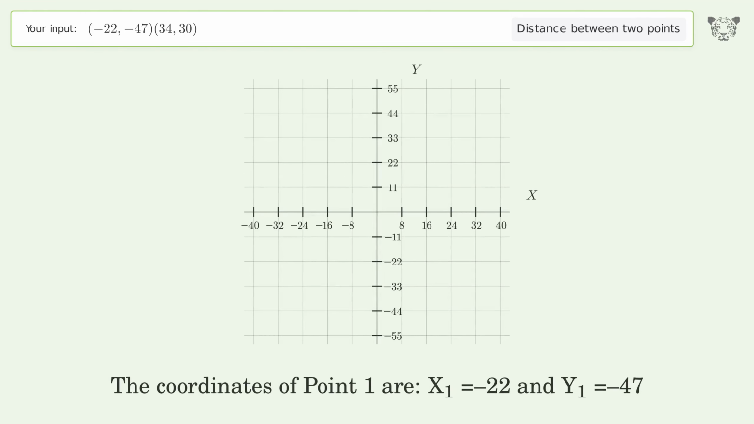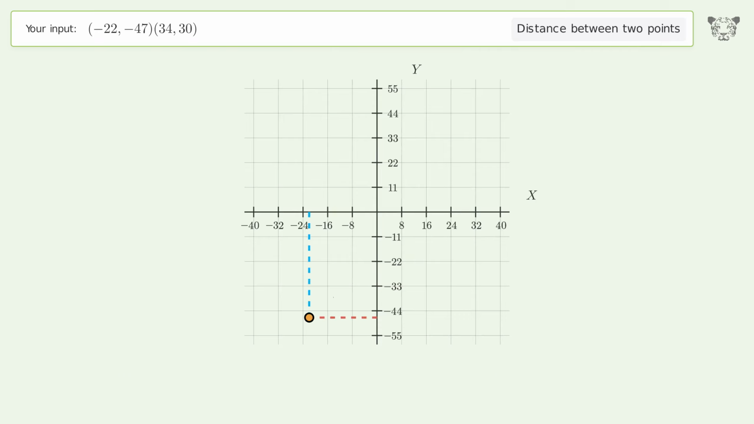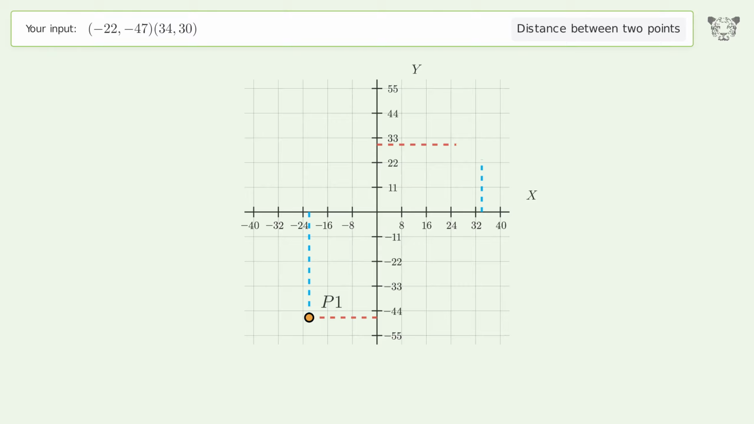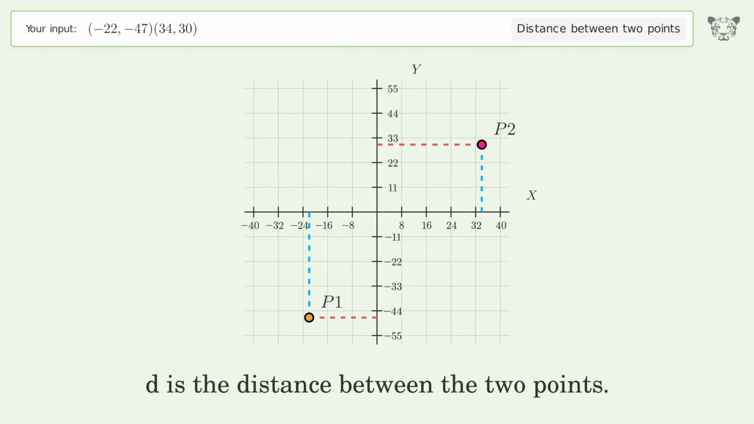The coordinates of point 1 are x1 equals -22 and y1 equals -47. The coordinates of point 2 are x2 equals 34 and y2 equals 30. D is the distance between the 2 points.